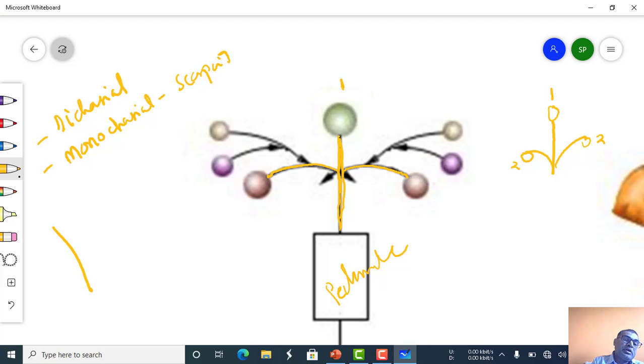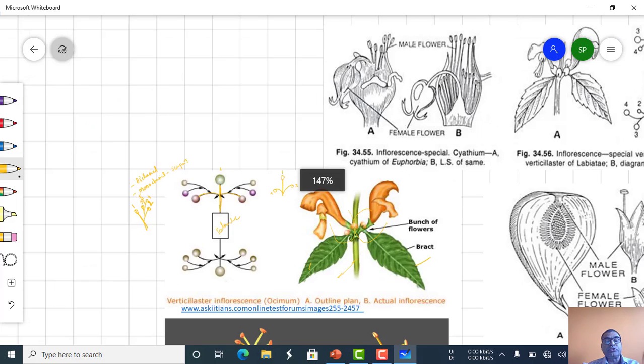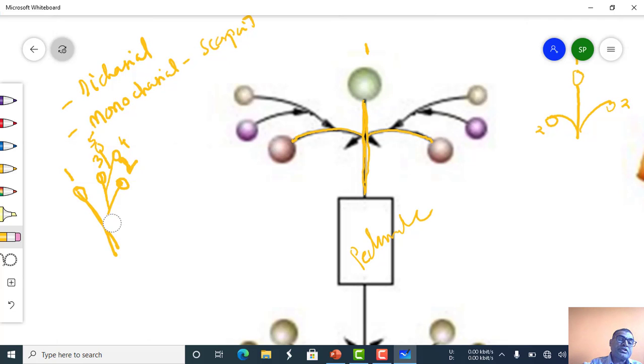What is scorpioid cyme? In monocasial, the main axis ends in a flower, laterally it produces a lateral branch which again ends in a flower. So this becomes the first flower, this is the second flower, it again produces a third flower, on third the fourth will be produced, on fourth the fifth will be produced. So here flowers are produced to the left and right. If you see here, this flower is produced to the right side, left side, right side, left side, again right side, and again left side. So flowers are produced in a zigzag manner.